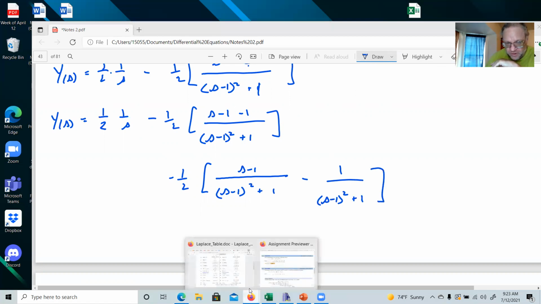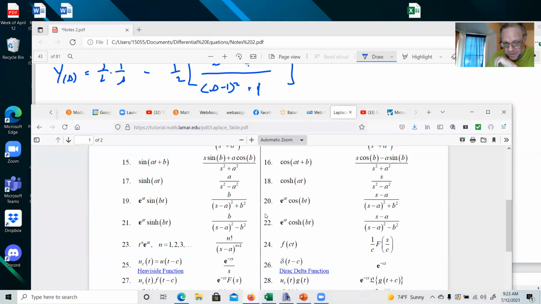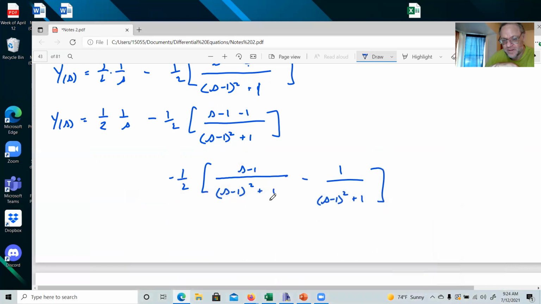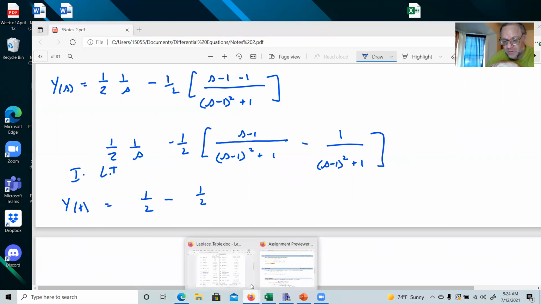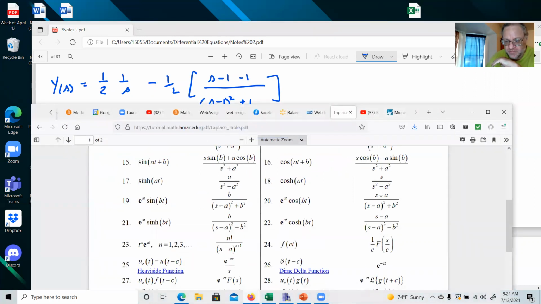Now this looks like something that we can work with in our little table here. We have an s minus a, we have an s minus a, so s minus 1, and then this is just a constant. If I had to adjust this at this point, I could, because I could just multiply and divide in order to make the b squared match the b, but since it does already, we're set. And then we had a 1 half 1 over s here. So my y of t, because now we're taking the inverse Laplace transform, is just going to be 1 half, because it's the constant, minus 1 half s minus 1 over s minus 1 squared plus 1. That was one of our tables, wasn't it?